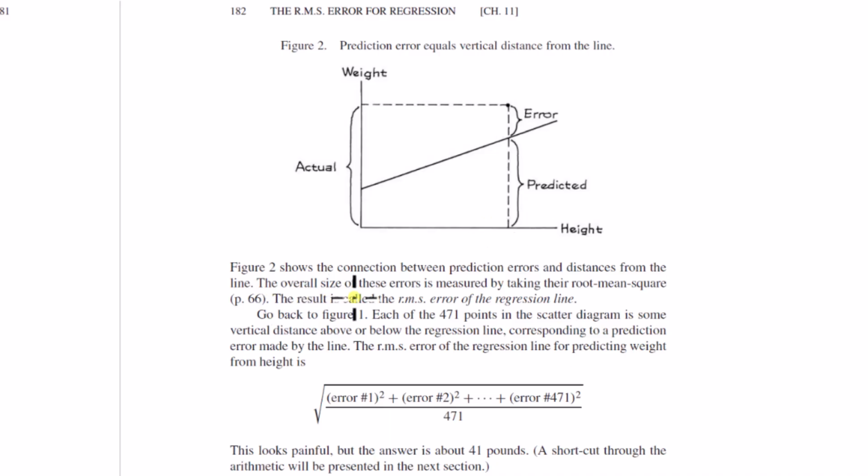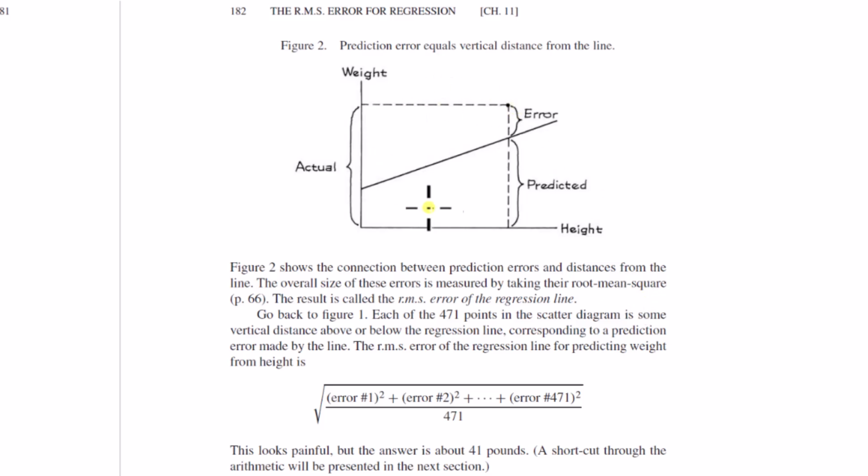So the overall size of these errors, just like a general measure of the magnitude of the errors for the entire data set, is measured by taking their root mean square. The result is called the RMS error of the regression line. So again, you could do the same thing by just taking the average of the absolute values of the errors. But instead, we take the root mean square of all of the error values.